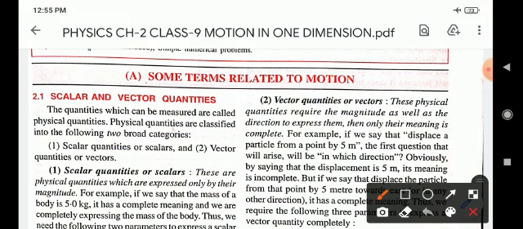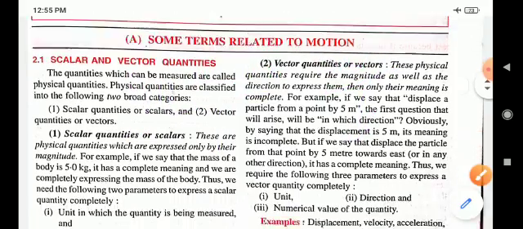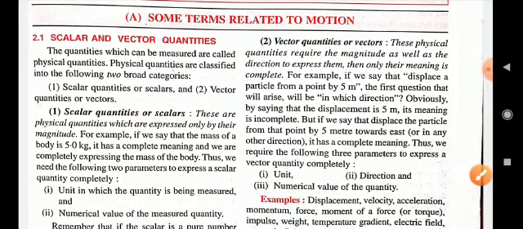Children, now consider 40 kilometer at 30 degree. 40 kilometer is the magnitude and 30 degree is the direction. It is also a vector quantity. Okay children? Examples of vector quantities are displacement, velocity, acceleration, torque, moment of force, etc.